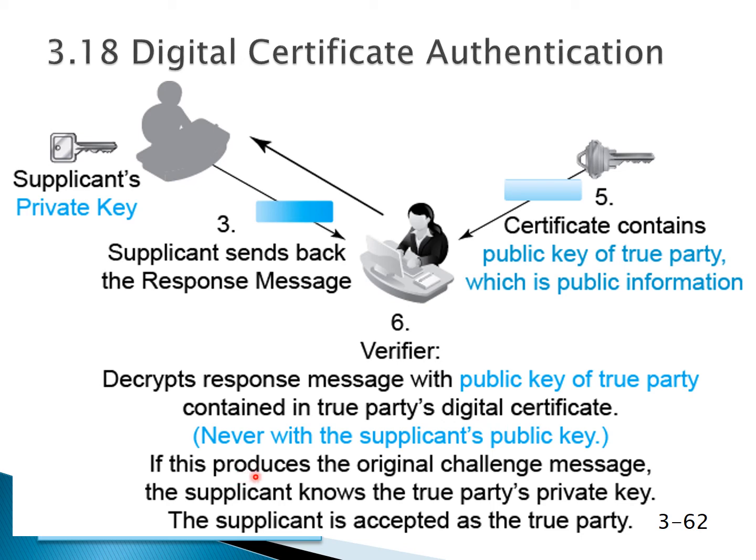So if this produces the original challenge message, then that means the supplicant knows the true party's private key, right? So the private key again is something private that other people would not know. So when this is done, the original message is back. That means the public key on the digital certificate is actually the pair of the private key that the supplicant has. So then in that case, it's considered verified that the supplicant is accepted as the true party of what he or she claims to be. So that's how digital certificate works.